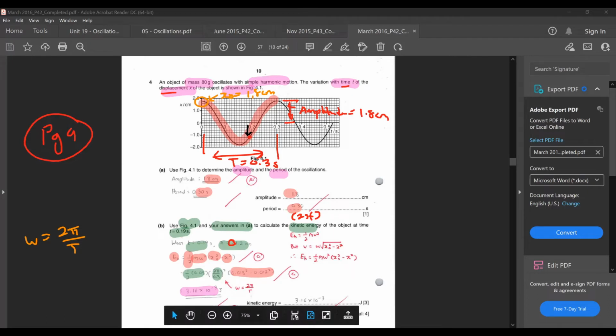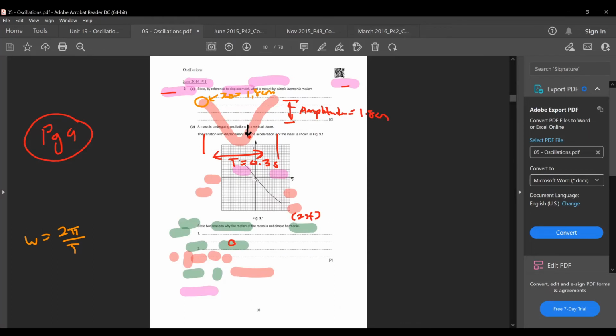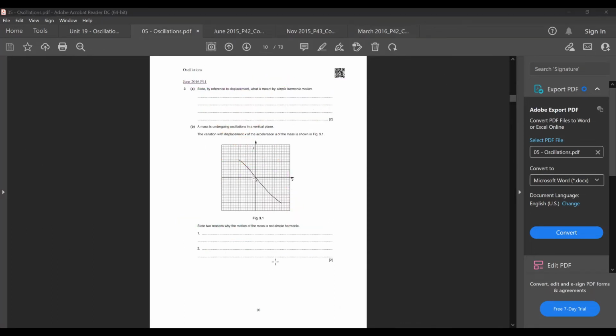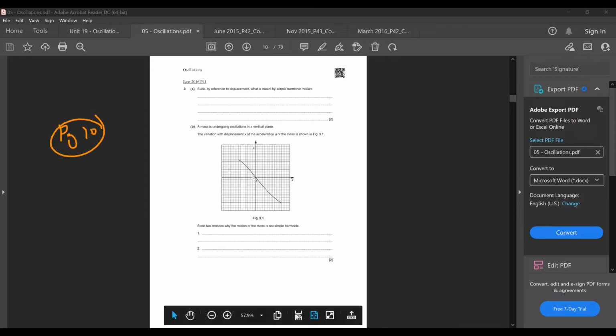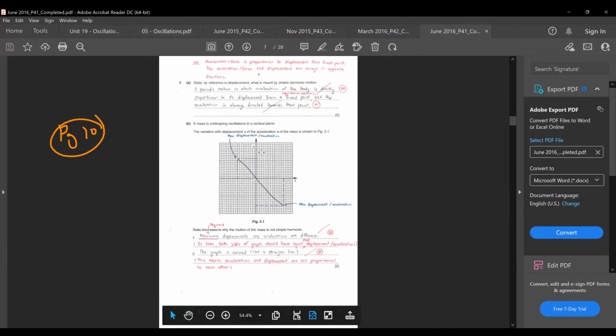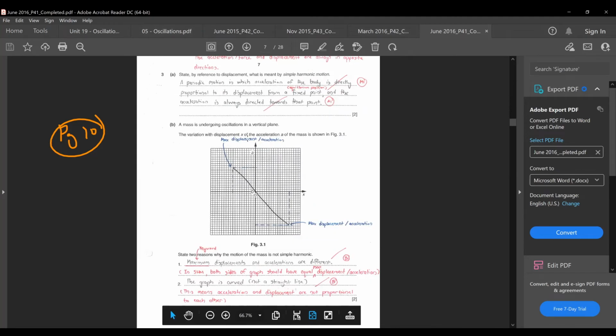This is page 9. Then let's move on to page 10, which is the next page of your worksheet. Okay, so page 10 of your worksheet. This one is June 16 P41.